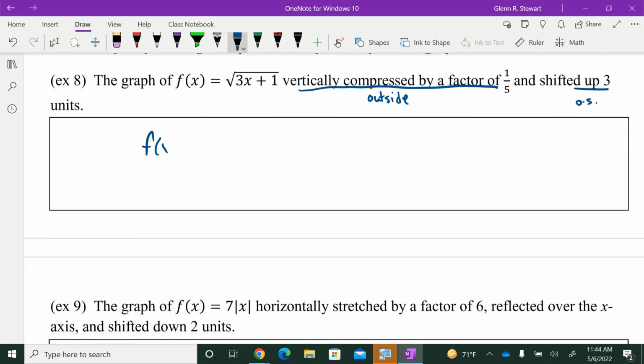So I'm going to rewrite this starting with f of x. And I'm going to put in red my newest. So I've got 1/5. And then from here, I'm going to go to the square root of 3x plus 1. And then I've got that extra shift up 3 at the very end, so I'm going to put plus 3. And that should be my final answer.